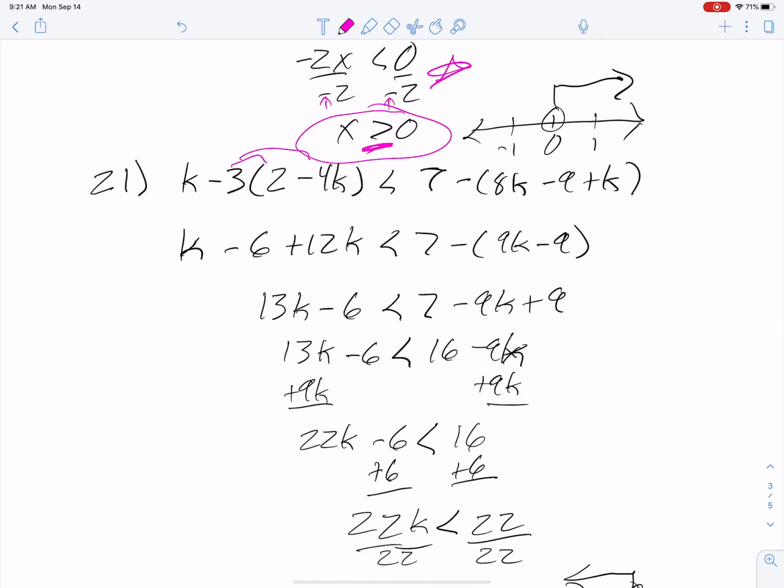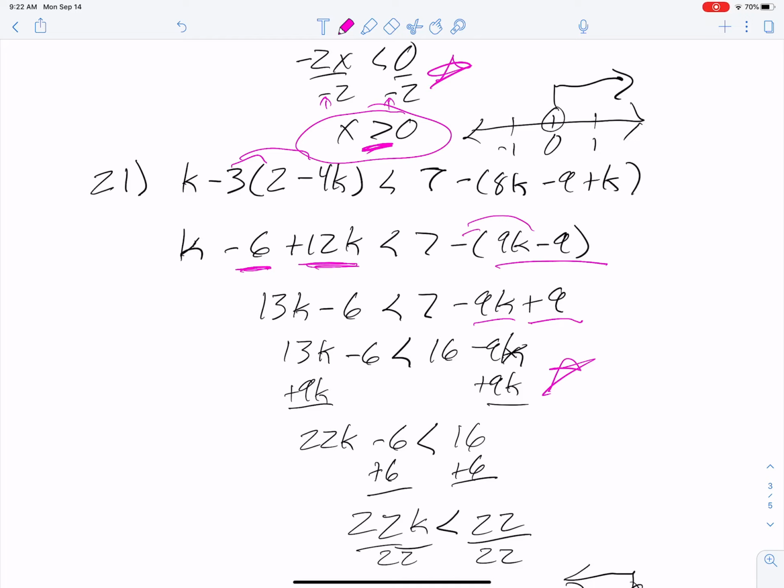21, more distribution of a negative. So notice when I distributed my negative 3, I got negative 6 plus 12k. I combined, sorry, I didn't distribute on the right-hand side to begin with. I combined like terms to begin with. So I ended up with 9k minus 9. Then I distributed my negative. Notice I got negative 9k plus 9.